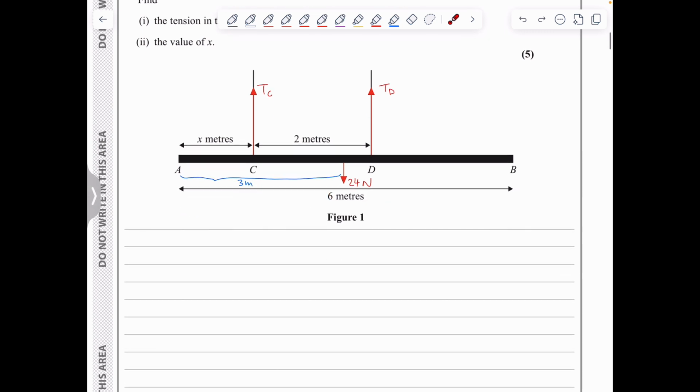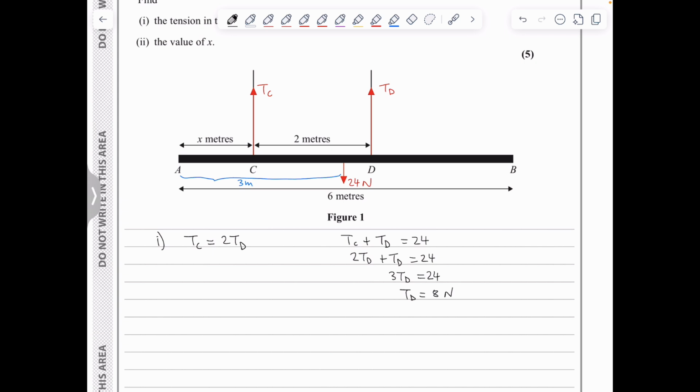We have also been told that the tension at C, so TC, is twice the tension at D, so it's equal to 2 TD. So for this to be in equilibrium, the forces acting upwards must be equal to the forces acting downwards. So we've got TC plus TD is equal to 24. Now we know that TC is 2 TD, so 2 TD plus TD is equal to 24, leading to 3 TD is 24, and therefore the tension at D is equal to 8 newtons.